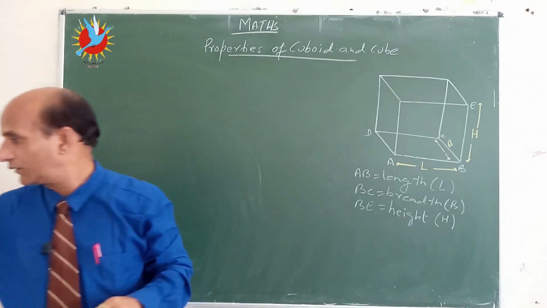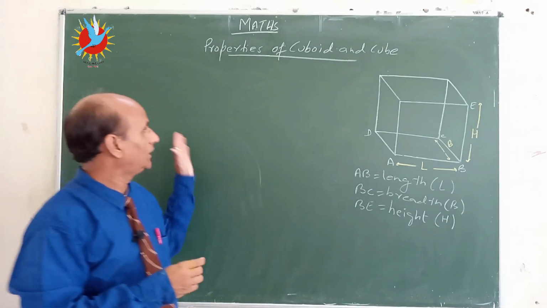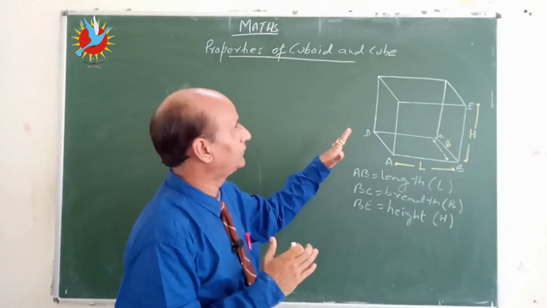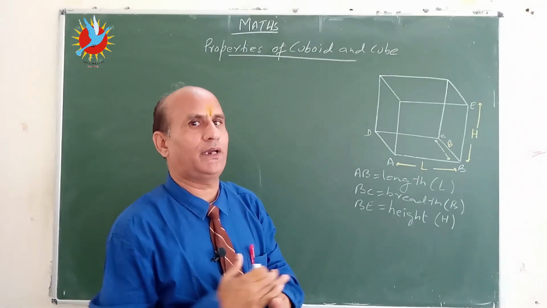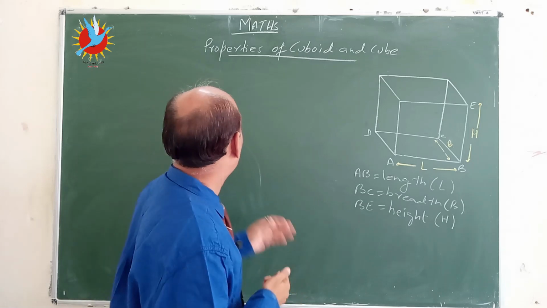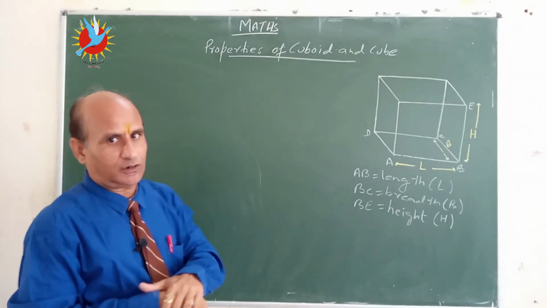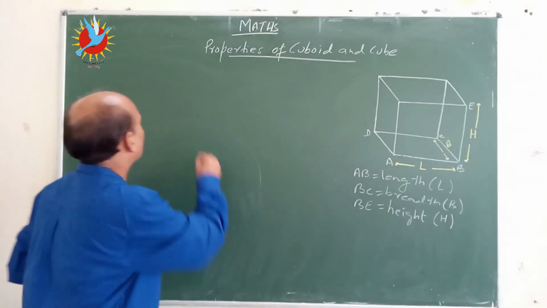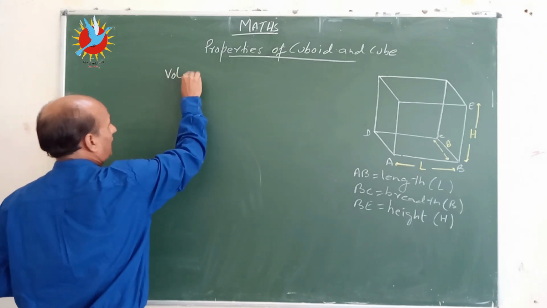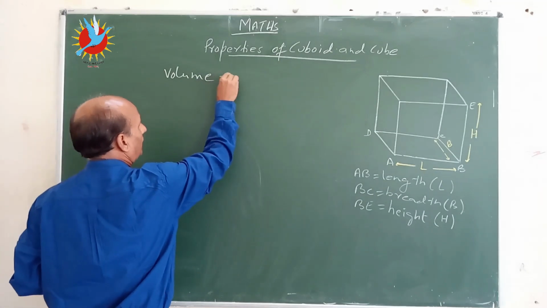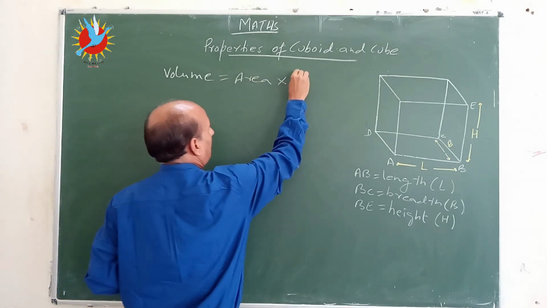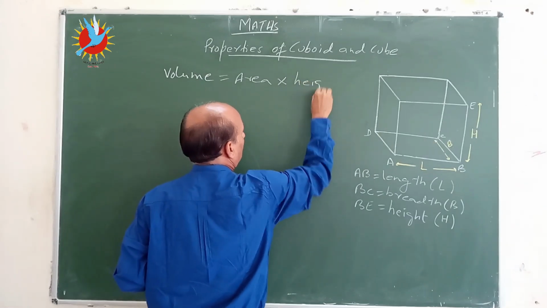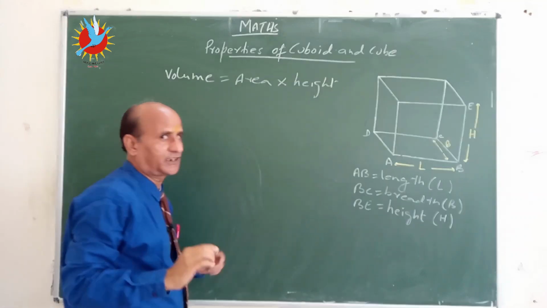Now first we will discuss what is the volume of this cuboid. Volume is the space occupied by the object. Now the general formula of the volume is simply area of the base multiplied by height. This is the general formula.